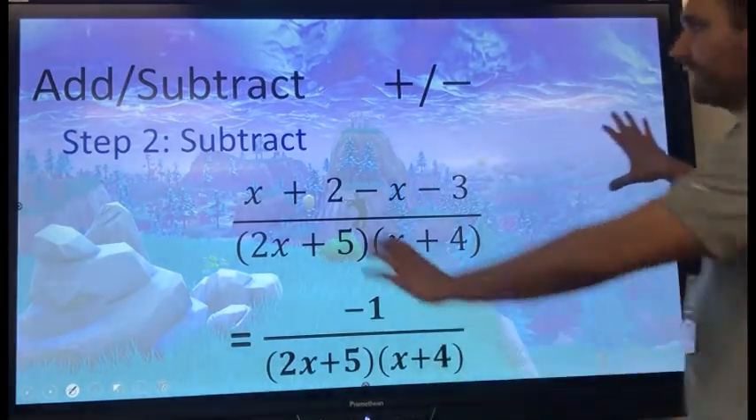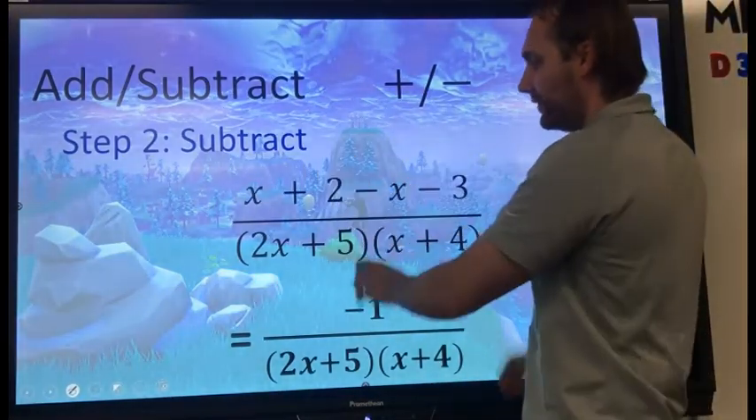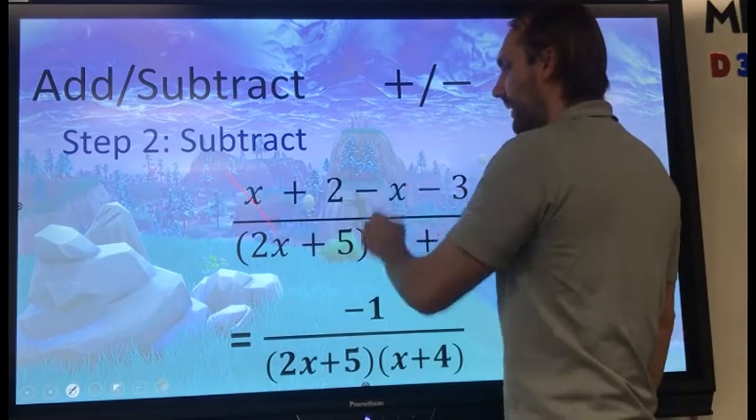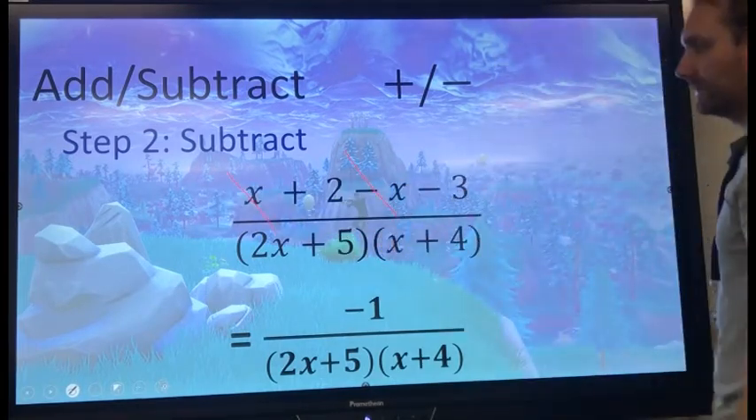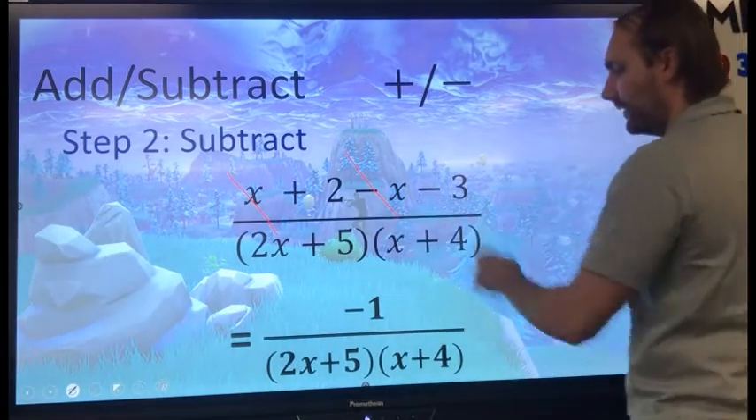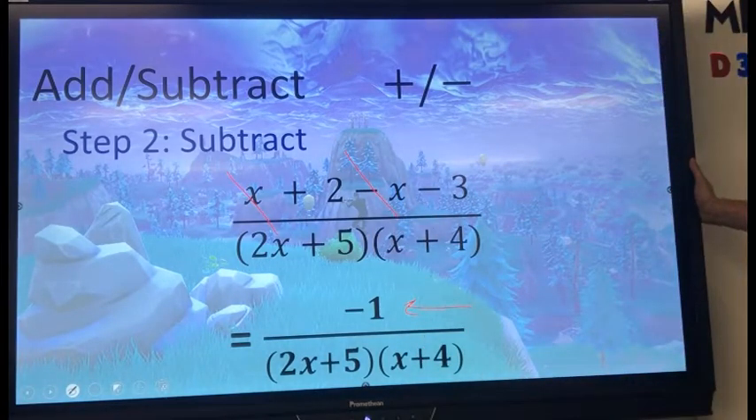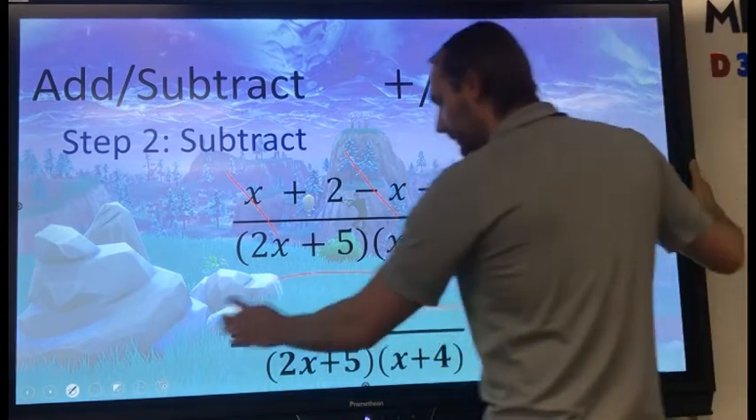Now that I've done that, I can bring the problem together as one fraction since they have the same LCD. And then I can combine like terms. So x minus x cancels. 2 minus 3 is a negative 1. That's all over 2x plus 5 over x plus 4. Nothing to simplify, so then this will be your final answer.